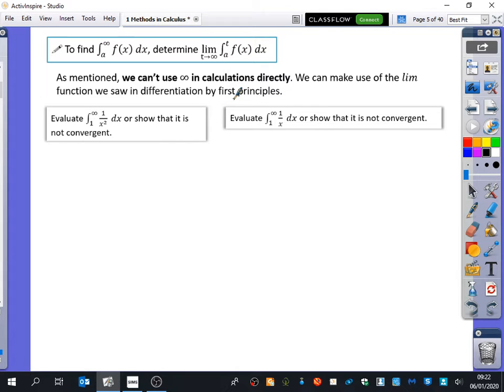So this first one that we're going to do here, we're going to try and integrate between 1 and infinity, 1 over x squared with respect to x. And we're going to try and either find out what it is, or we're going to show that it does not converge to something. Those are the 2 options that it can do. And the way that we write this is that when you integrate this, it is the same as taking the limit as t goes to infinity between 1 and t of 1 over x squared dx.